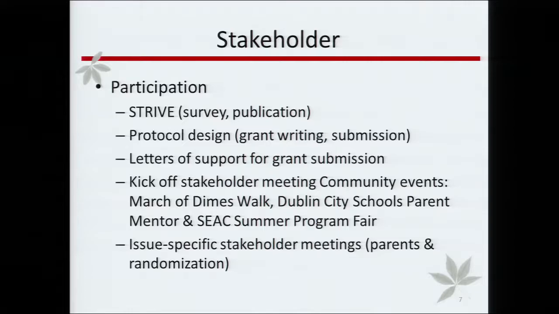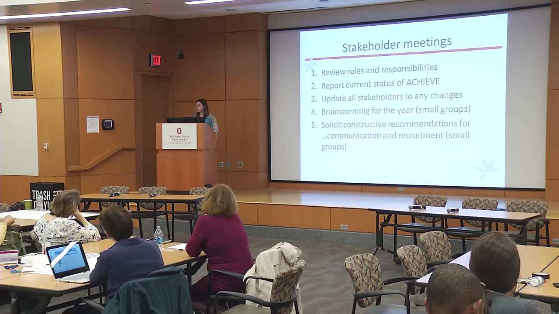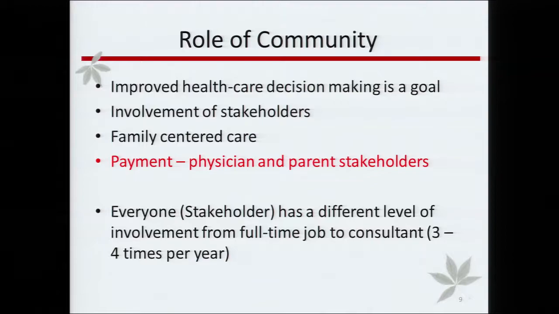So we have stakeholder meetings quarterly, now that the project is funded, where we always do things like review roles and responsibilities. We report on the current status of the project, and that includes things like recruitment and enrollment. We update the stakeholders on any changes. We have made some changes. For example, a change was made with parent stakeholders, but we needed to update the rest of the community. We might do brainstorming for the entire year, and we also solicit recommendations for how the project is going. So this is what we think the real role of the community is.